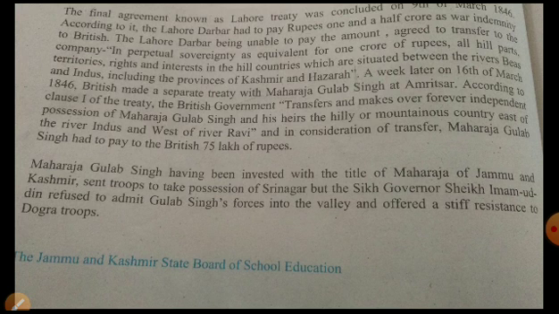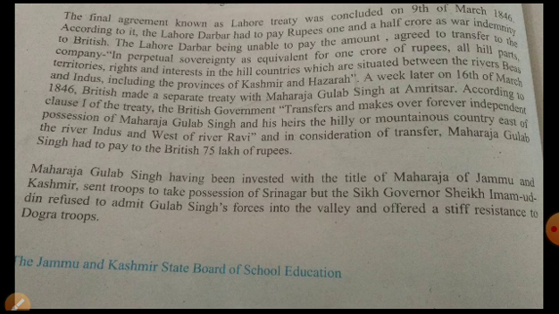So we have to understand what are the terms and conditions of this treaty that was signed between these two groups. The British government transfers hilly territories, or we can say the mountainous country, east of river Indus and west of river Ravi. Those territories lying east of river Indus and those hilly territories lying west of river Ravi had to be transferred to Maharaja Gulab Singh by the Britishers. So that was the first condition of this treaty.